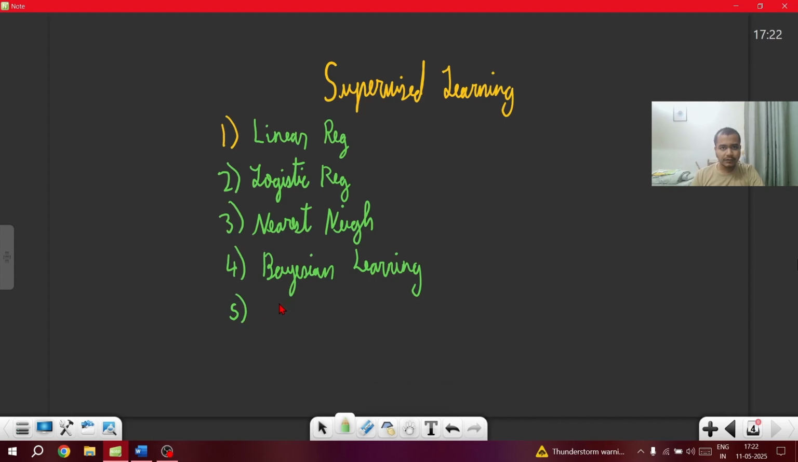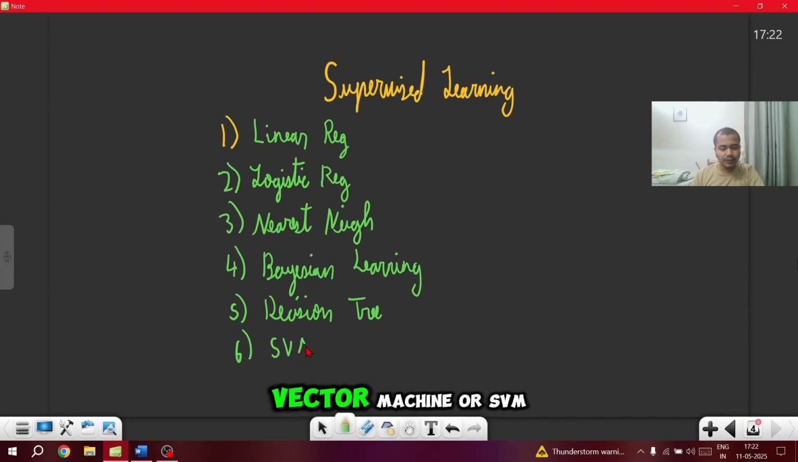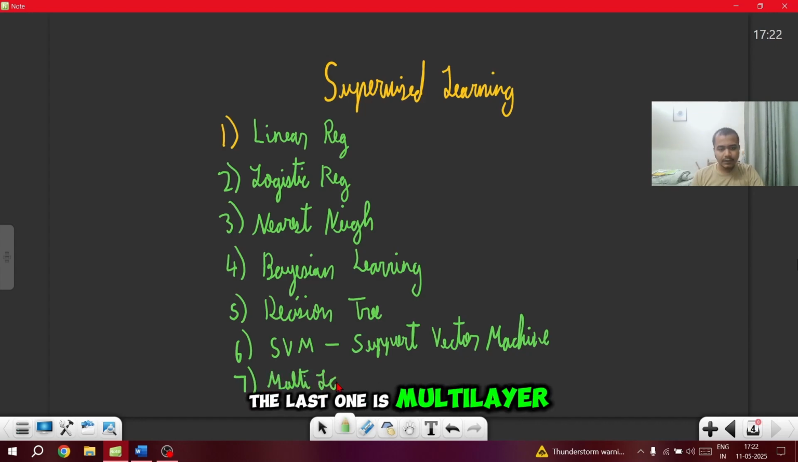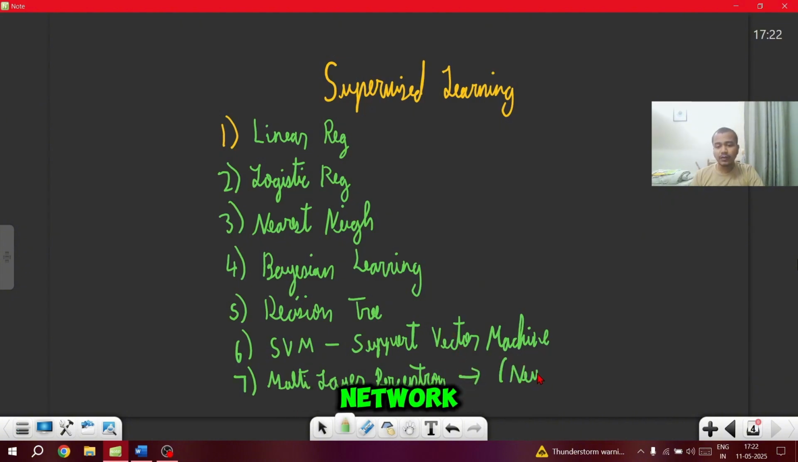Fifth one is decision tree. Sixth one is support vector machine or SVM. The last one is multi-layer perceptron. In a more trendy way, we call this a neural network.